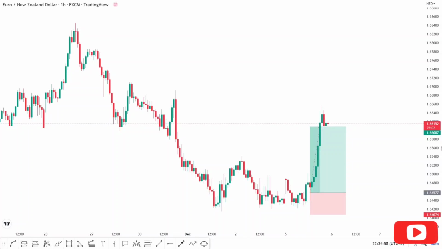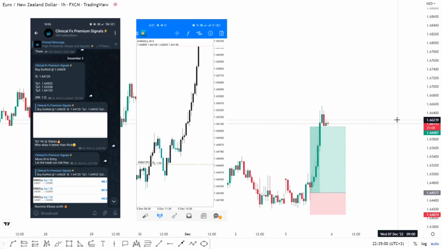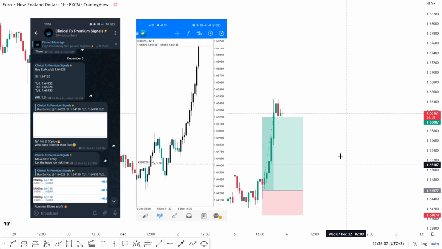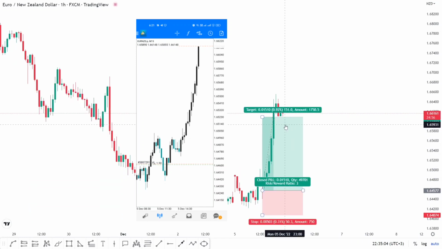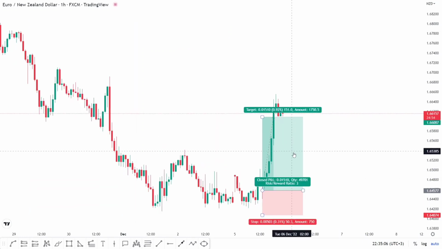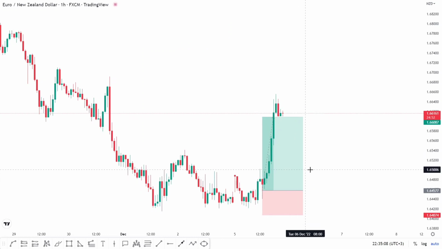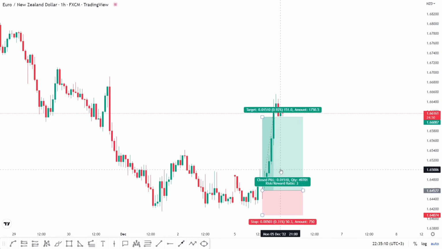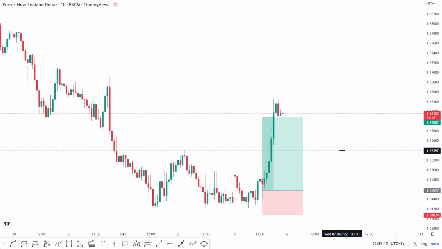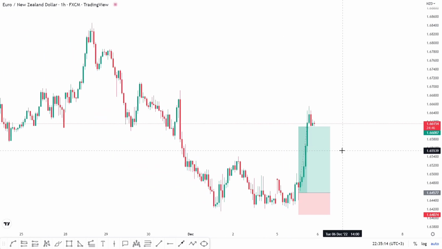Hey guys, so the breakdown of the EURNZD bullish trade which I took today, Monday, did exactly 150 pips, a risk reward of 1:3. My stop loss was 50. My TP was 150 pips. So I'll do a breakdown as usual.